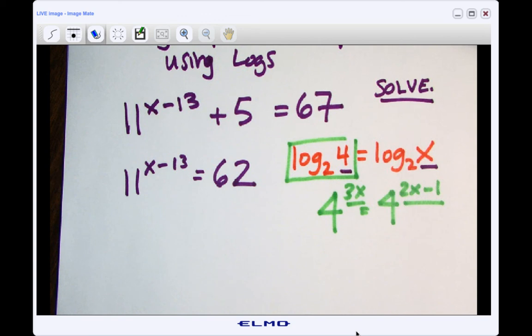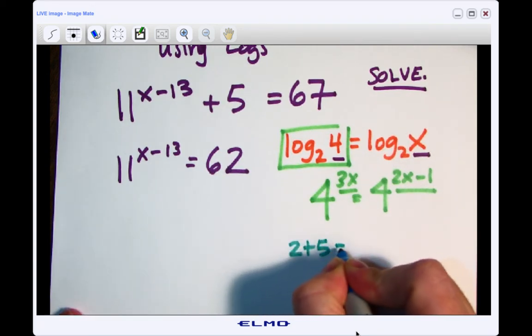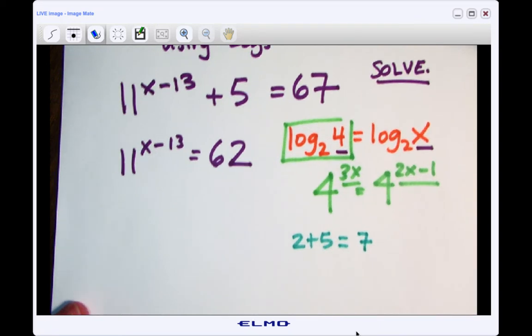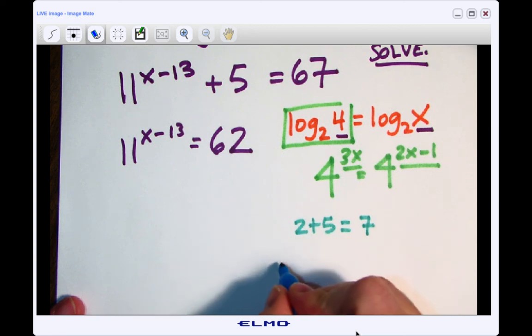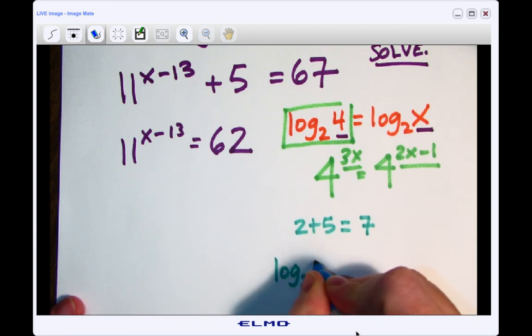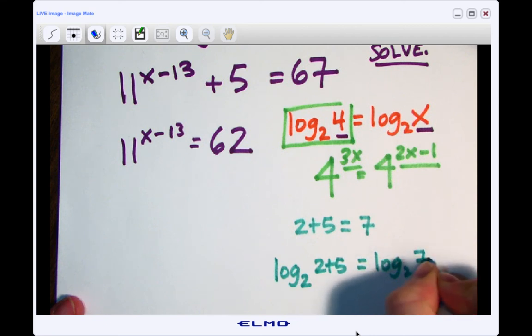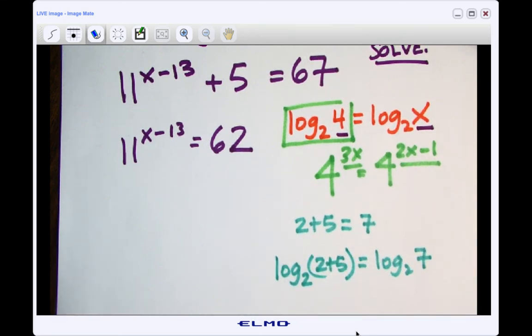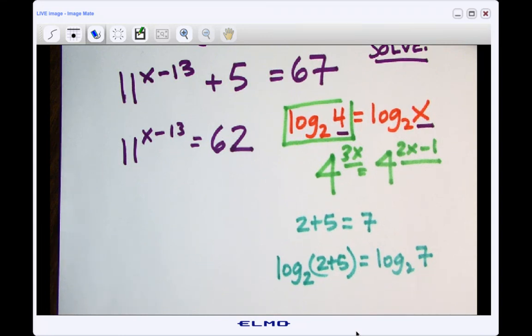So let's take a look at this. If I said 2 plus 5 is equal to 7, everybody would say, yeah, that's true. So what if I changed it to log base 2 of 2 plus 5 is equal to log base 2 of 7? Would that still be true? Doesn't this say log base 2 of 7 is equal to log base 2 of 7? I don't think anybody could say that that wasn't true, right? Everyone feels that that's true.